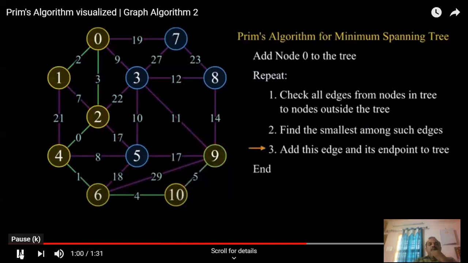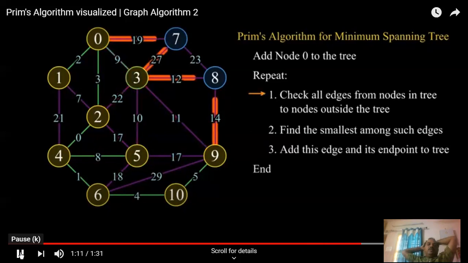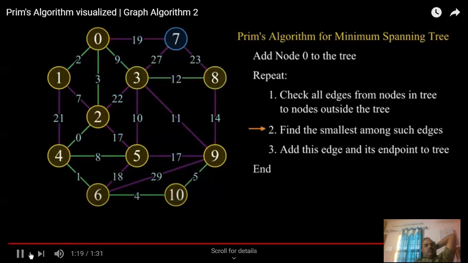So the next level is 4 to 5, 8. The next level is 0 to 9, 0 to 3, 9. The next level is 12, 3 to 8. The next one is, yes.